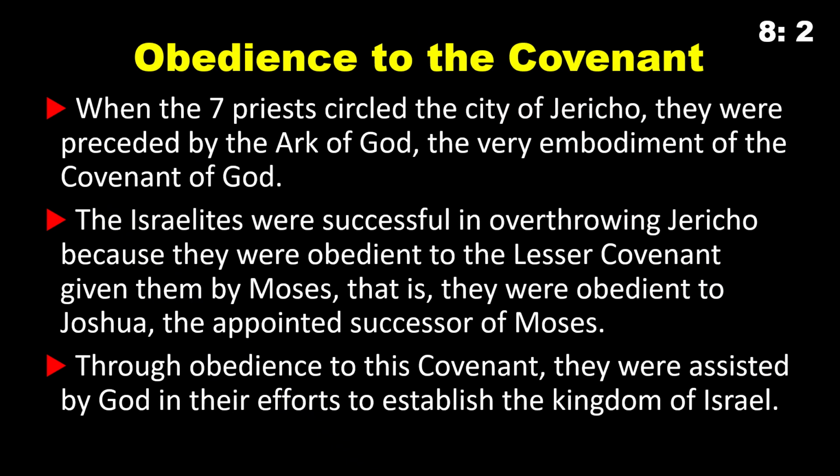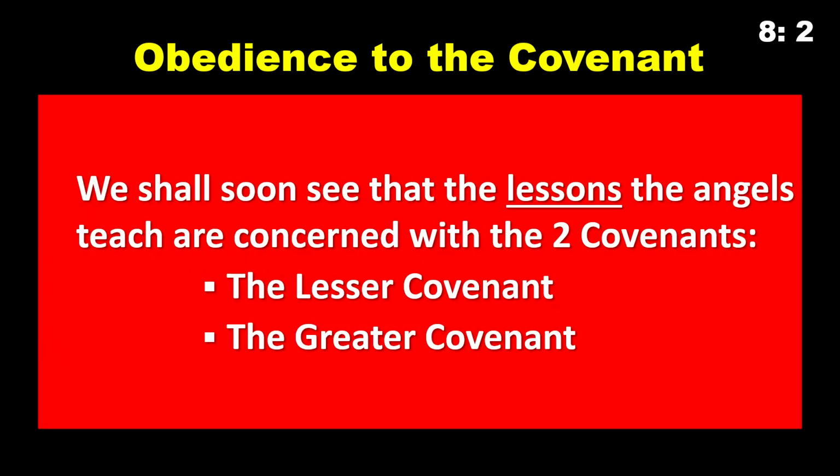When the 7 priests circled the city of Jericho, they were preceded by the Ark of God, the very embodiment of the covenant of God. The Israelites were successful in overthrowing Jericho because they were obedient to the lesser covenant given them by Moses. That is, they were obedient to Joshua, the appointed successor of Moses. Through obedience to this covenant, they were assisted by God in their efforts to establish the kingdom of Israel. We shall soon see that the lessons the angels teach are concerned with the 2 covenants, the lesser covenant and the greater covenant.